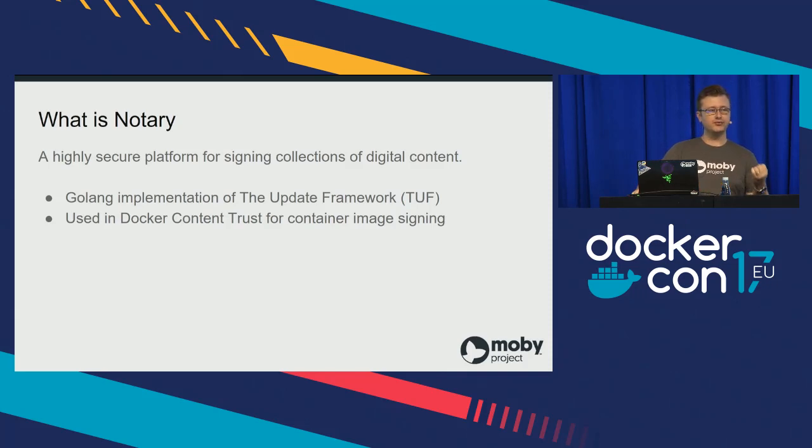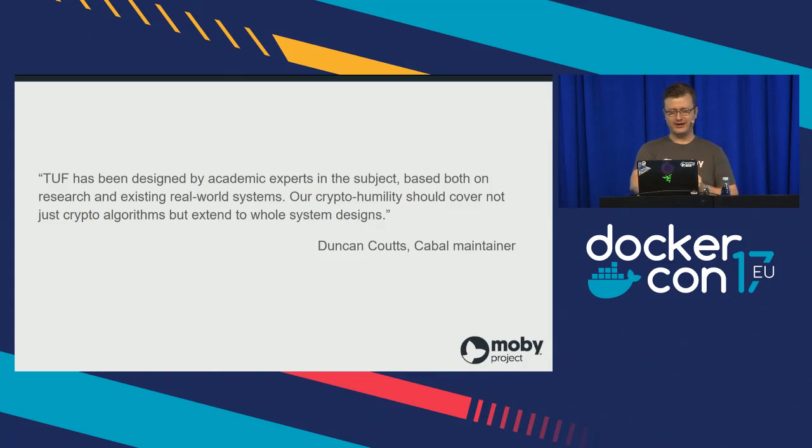A good reason for using something like Notary as opposed to adding PGP signing and your own additional guarantees was summed up by Duncan Coutts. I believe I'm pronouncing his name correctly. He is a maintainer of Cabal, which is the package manager for Haskell. And he said, TUF has been designed by academic experts in the subject, based both on research and existing real-world systems. Our crypto humility should cover not just crypto algorithms, but extend to whole system designs. I think this really nicely sums up why we shouldn't just be trying to bolt on new features to play whack-a-mole with existing update systems.